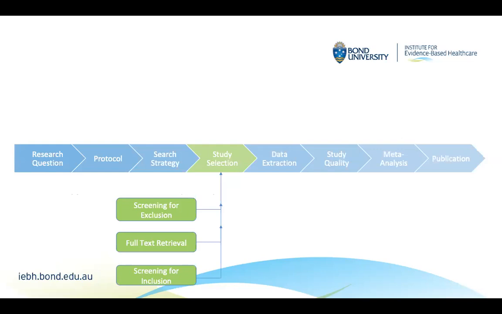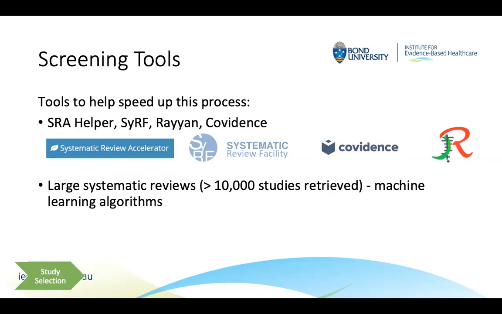So now you're ready to screen your citations. Are they actually relevant to your research question or not? Which is great. Let's get started. There are a number of different tools and software that can help you. At Bond, if you like using EndNote, we've got an EndNote hotkey helper called SRA Helper. There are platforms such as Rayyan and Covidence. And I'm going to talk a little bit about the systematic review facility that we built at my previous team at Canaries in Edinburgh. And for larger systematic reviews, retrieving more than about 10,000 studies, machine learning algorithms can really help. So I'll be talking about some custom algorithms.